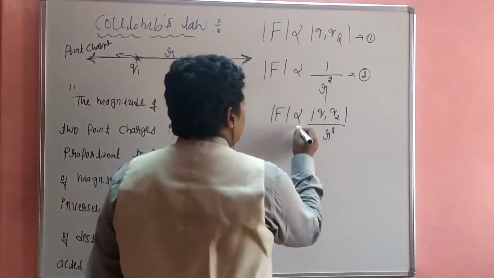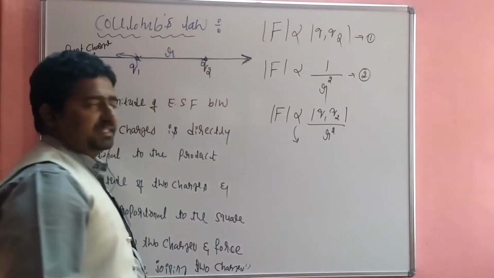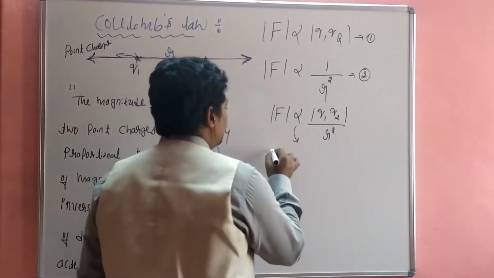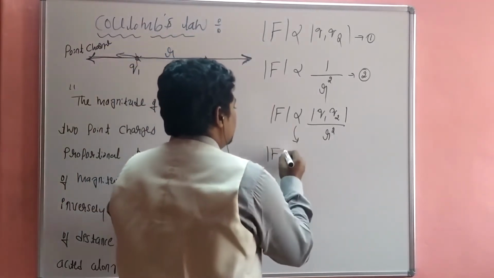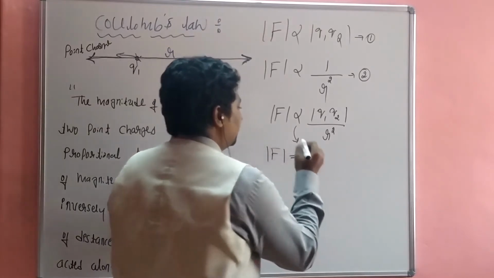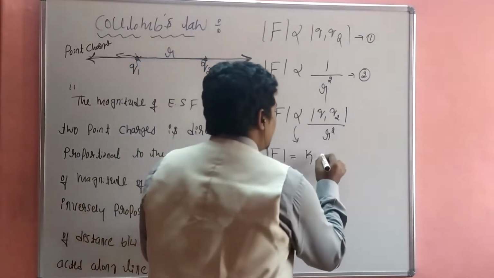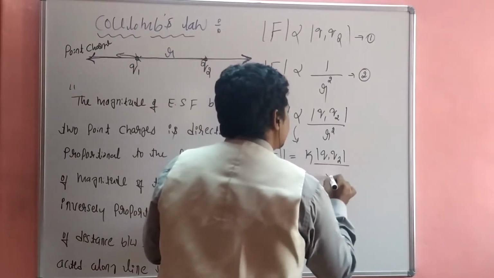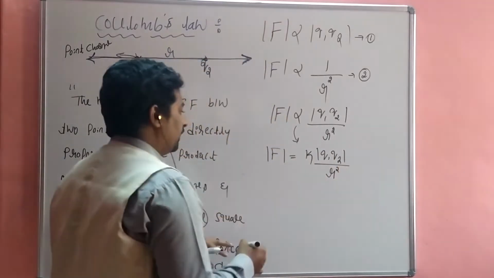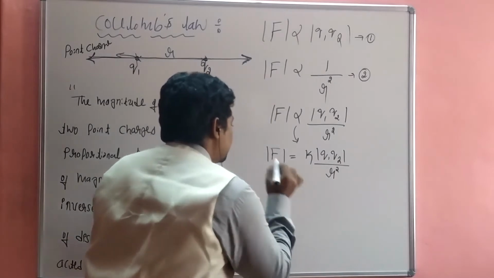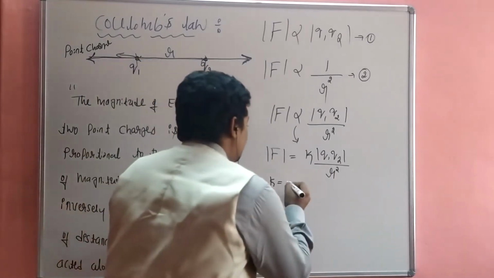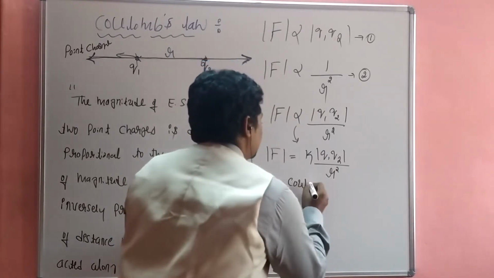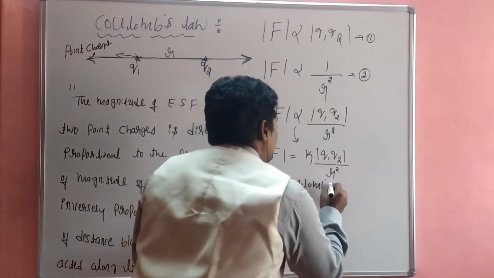So remove this proportionality sign, that is, introduce a new term. The new term is called K. So K is called the proportionality constant, or Coulomb's constant.